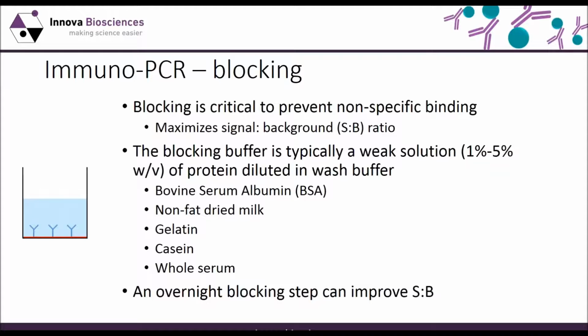After coating the microplate with the capture antibody and washing, the well should be blocked to prevent any non-specific binding of the reagents and to maximise the signal-to-background ratio. Typical blocking buffers include weak solutions of proteins such as BSA, non-fat dried milk, gelatin, casein, or whole serum diluted in wash buffer. These passively adsorb to all of the microplate surfaces which aren't already occupied by the capture antibody. The choice of blocking reagent, the concentration of the blocking protein, and the duration of the blocking step should all be optimised. In some instances, it may be beneficial to block overnight at 4 degrees C.